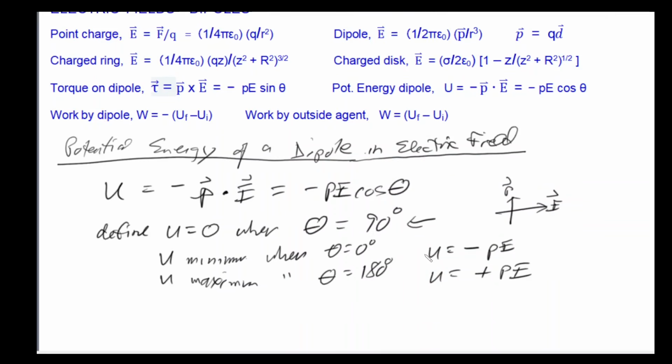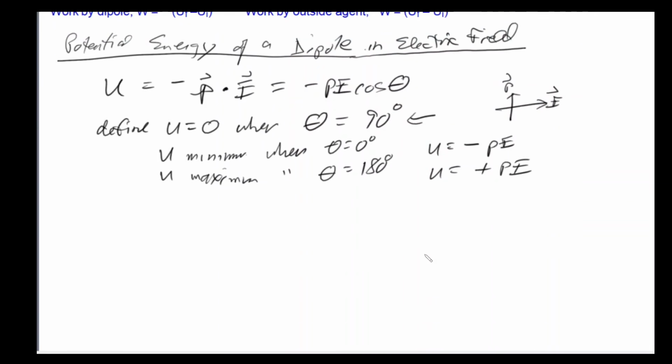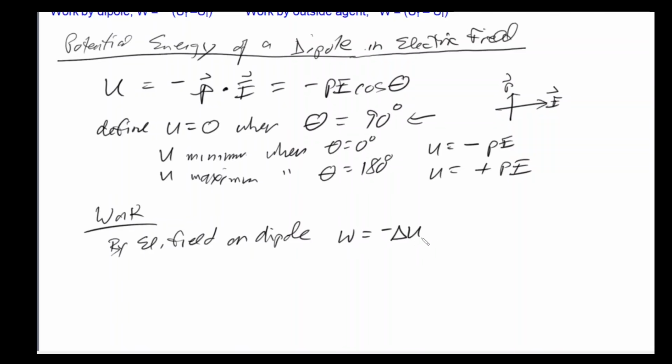Now let's talk about the work done with a dipole. So when a dipole rotates, work is being done. And if it's done by the electric field on the dipole, then work is equal to minus the change in potential energy, which becomes minus U final minus U initial.